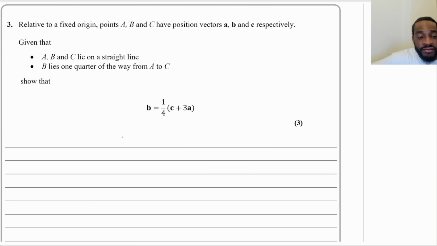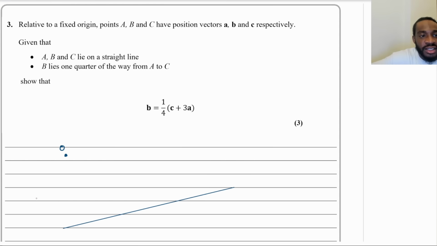But yeah, vectors. How do we go about doing this one? So I'm going to say we've got a fixed origin. Let's just call that point O. And then we know that A, B, and C lie on a straight line. So let's just say it's like that. Okay? Let's just say this is our straight line.